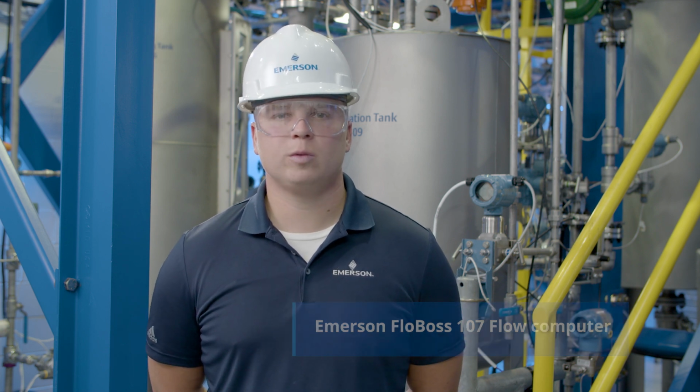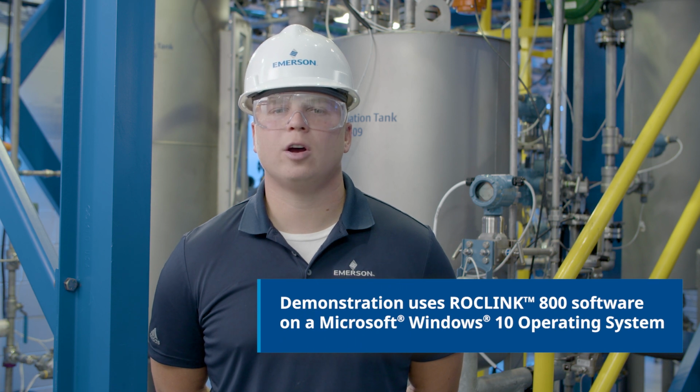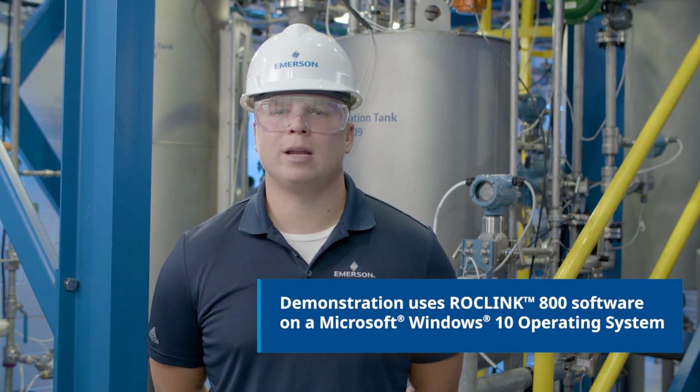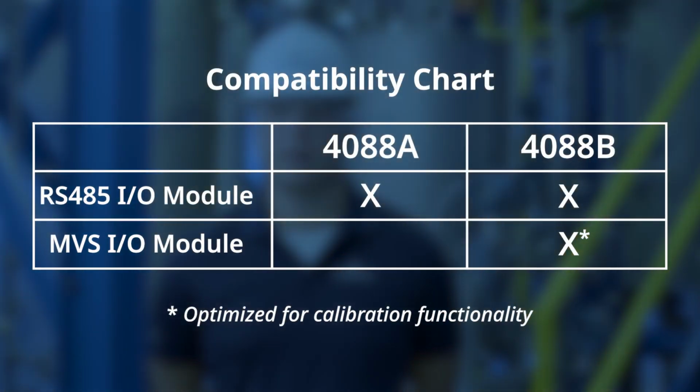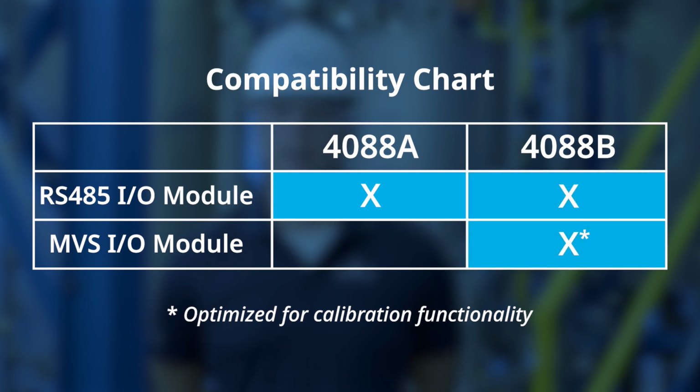For this demonstration, we'll primarily be using Rocklink 800 software on a Windows 10 PC to interface with the flow computer and transmitter. The Rosemount 4088 transmitter can be configured using either an RS-485 or MVS I/O module depending on the transmitter communication protocol. The 4088A is compatible with the RS-485 I/O module, while the 4088B is compatible with both the RS-485 and MVS I/O modules.